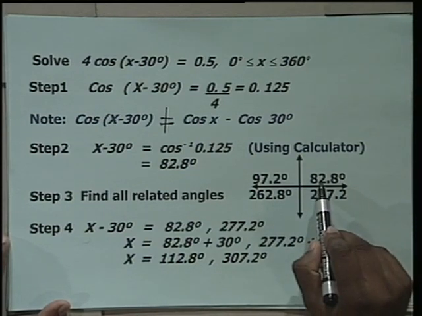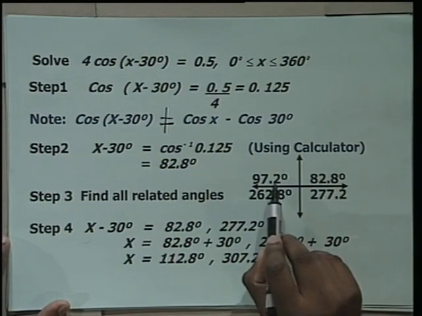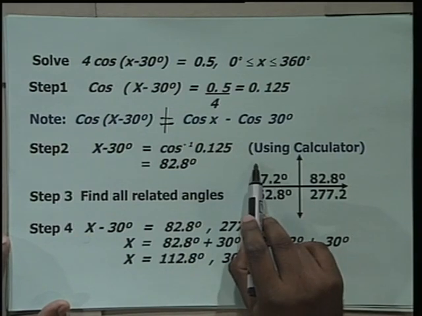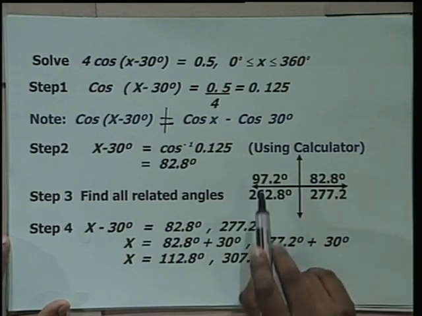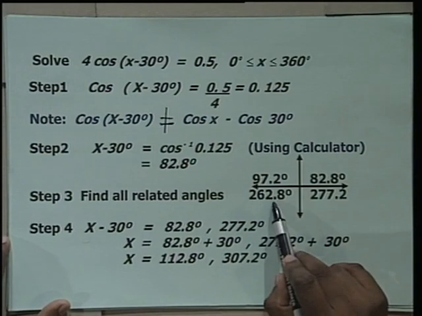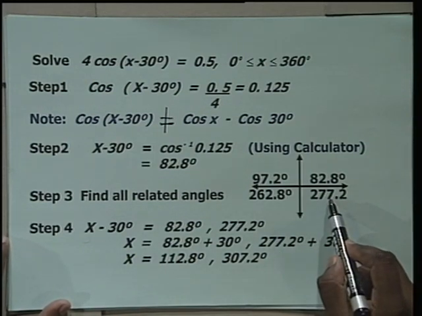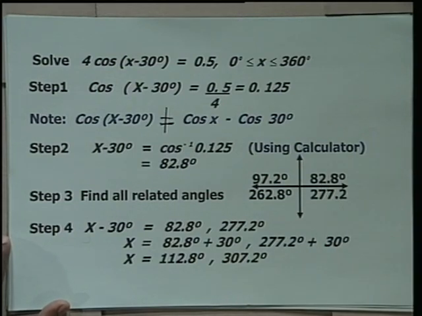We have found 82.8 degrees from the calculator, and this one we calculate by taking 180 minus this value. The value in the third quadrant is obtained by adding 180 to 82.8. In the fourth quadrant, 360 minus 82.8.